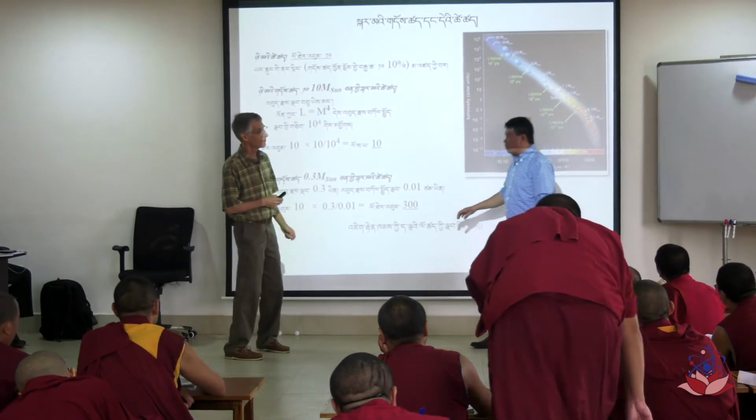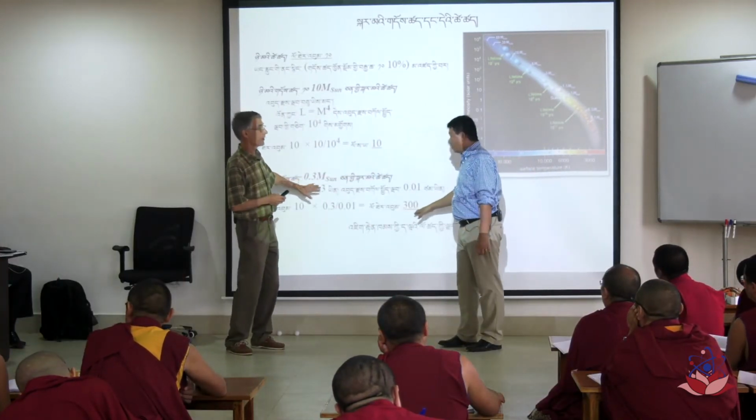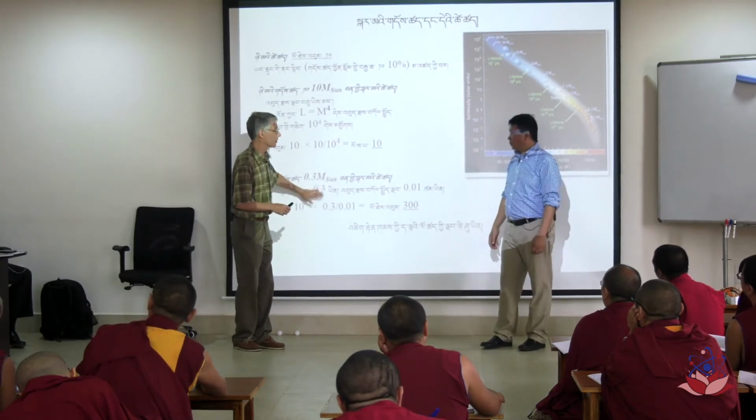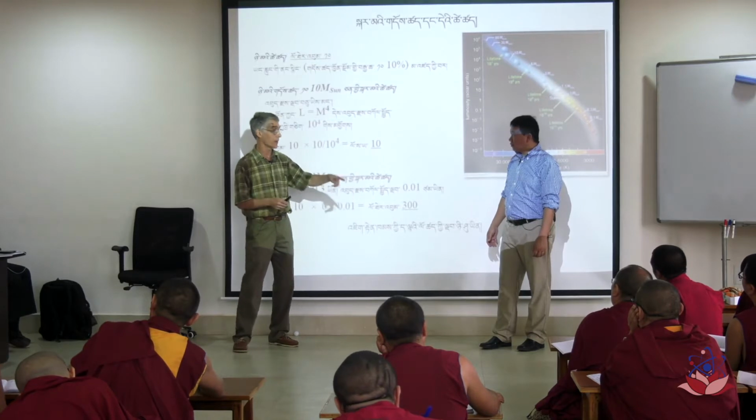So, have astronomers discovered any stars like this? Oh yes, small stars are the most common type of star in the universe, as we will find out later.